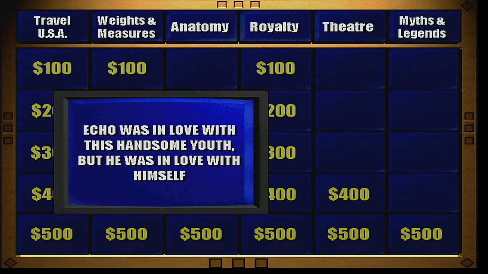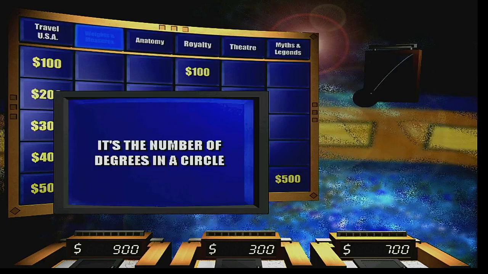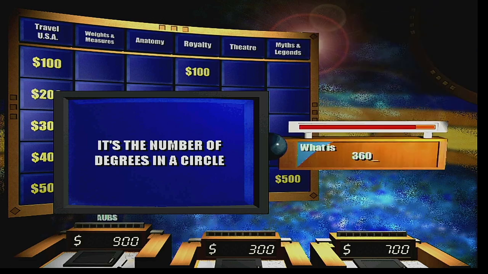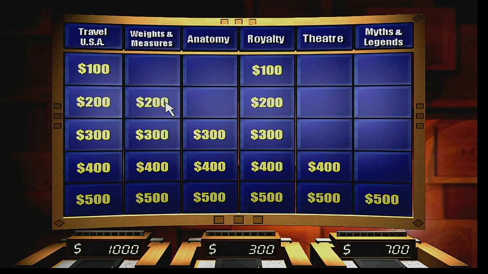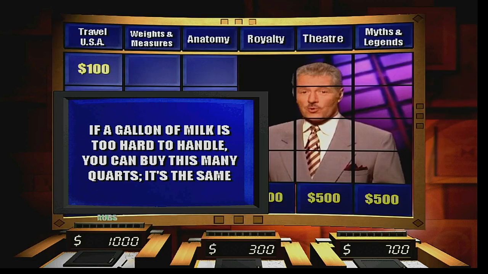Echo was in love with this handsome youth, but he was in love with himself. Player three, Who is Narcissus? Correct. It's the number of degrees in a circle. What is 360? Player one, yes. Weights and measures for 200, please. If a gallon of milk is too hard to handle, you can buy this many quarts. What is 4? Player one, correct. Weights and measures 300?